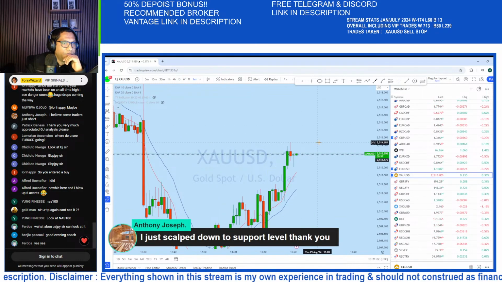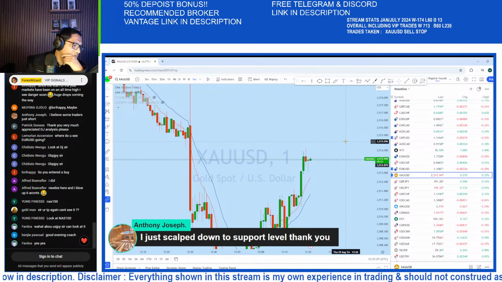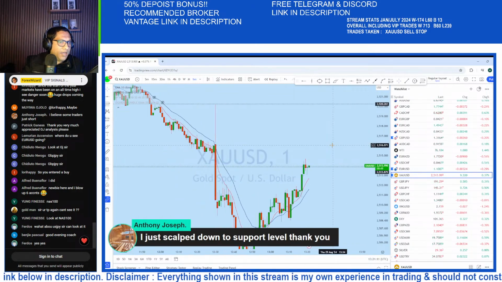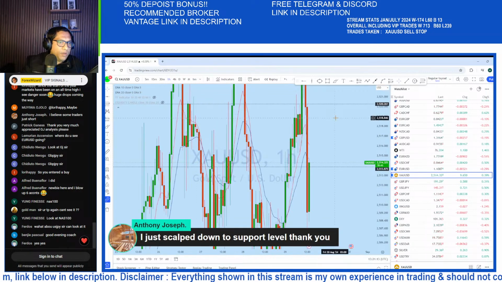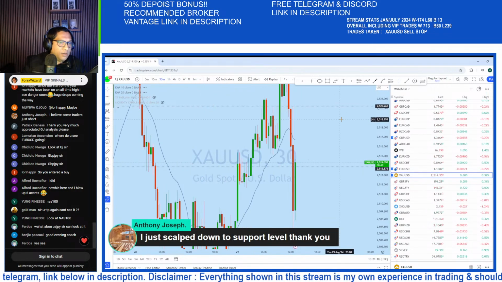You can see there is a doji formation. So we need to look for a potential bullish opportunity. I think we might see that gold is moving back to the upside, to the original major direction of the trend.